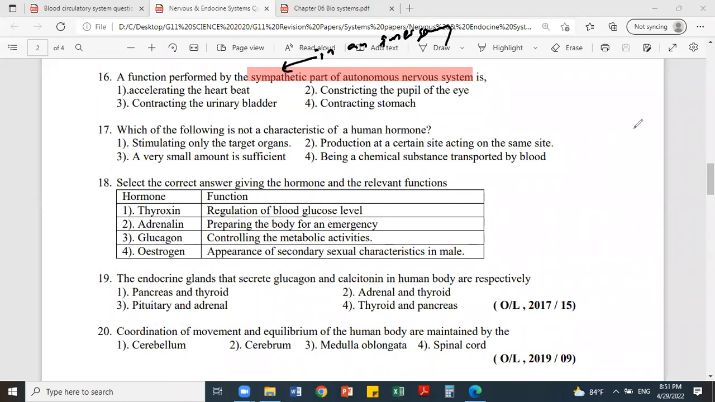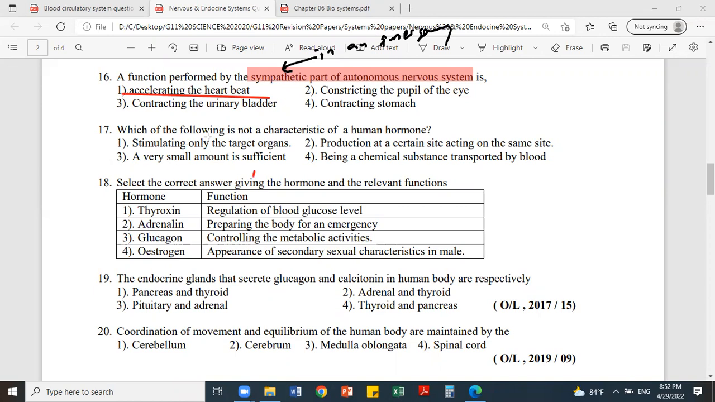I'll ask the answer for question number 16. First answer. Right, accelerating the heartbeat, correct. That is part of the sympathetic nervous system. Blood pressure and heartbeat rate are increased by the sympathetic nervous system. Very good, the answer is the first one. All the others are the opposite, done by the parasympathetic nervous system.